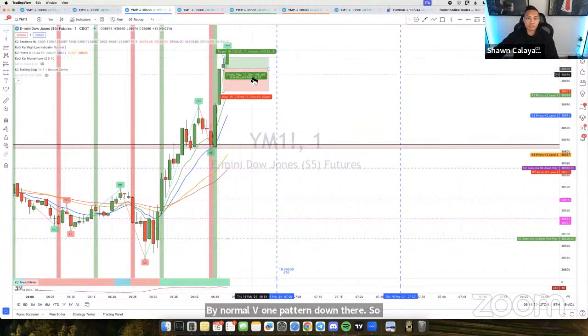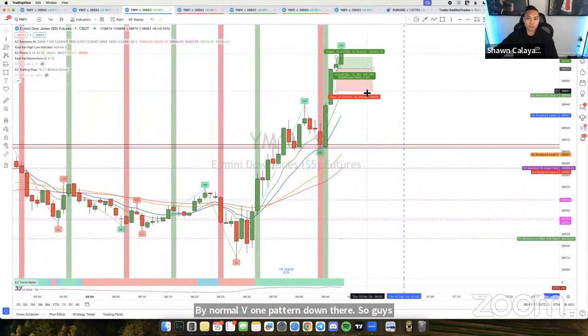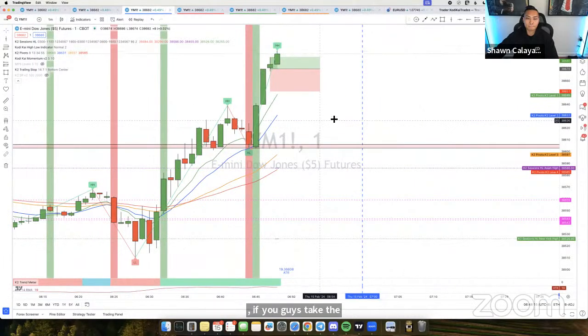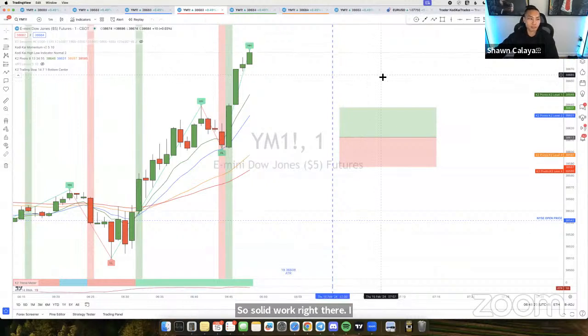So guys, if you took the trade right there, full TP for the breakout V3 continuation, gave you guys a heads up there. Looks like majority of people here caught it. So solid work right there. I would have caught it, but I have my settings. It would have happened too quickly and I wouldn't have been able to make some adjustments there. So it's all good.